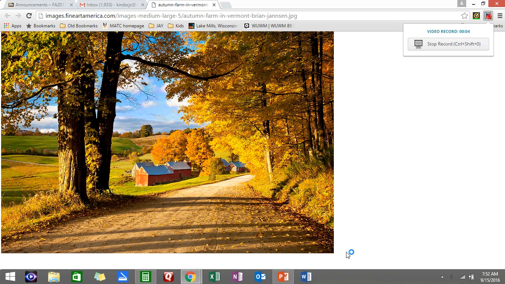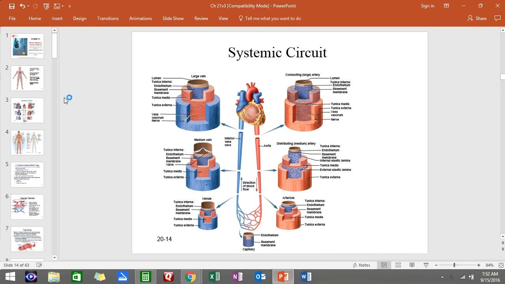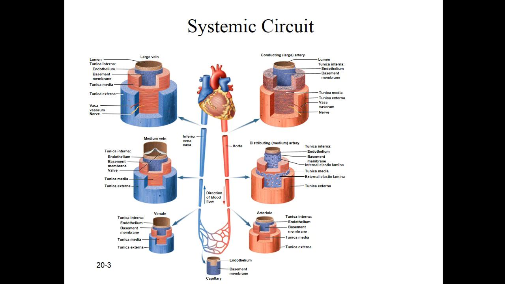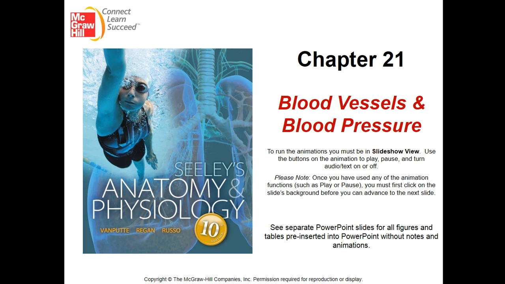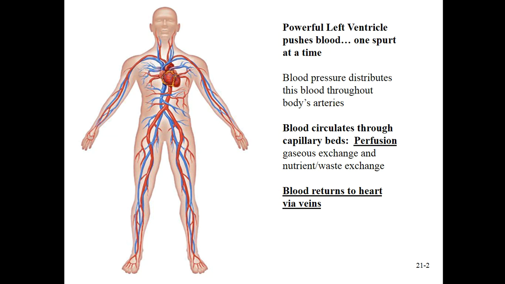I'll be walking you through an overview of the circulatory system, and I'll help you understand how the structure of various arteries, capillaries, and veins relates directly to their function, right? After all, this class is called Anatomy and Physiology, and that means structure and function, and the structure is always related to the function. Here we go, chapter 21, blood vessels, blood pressure.